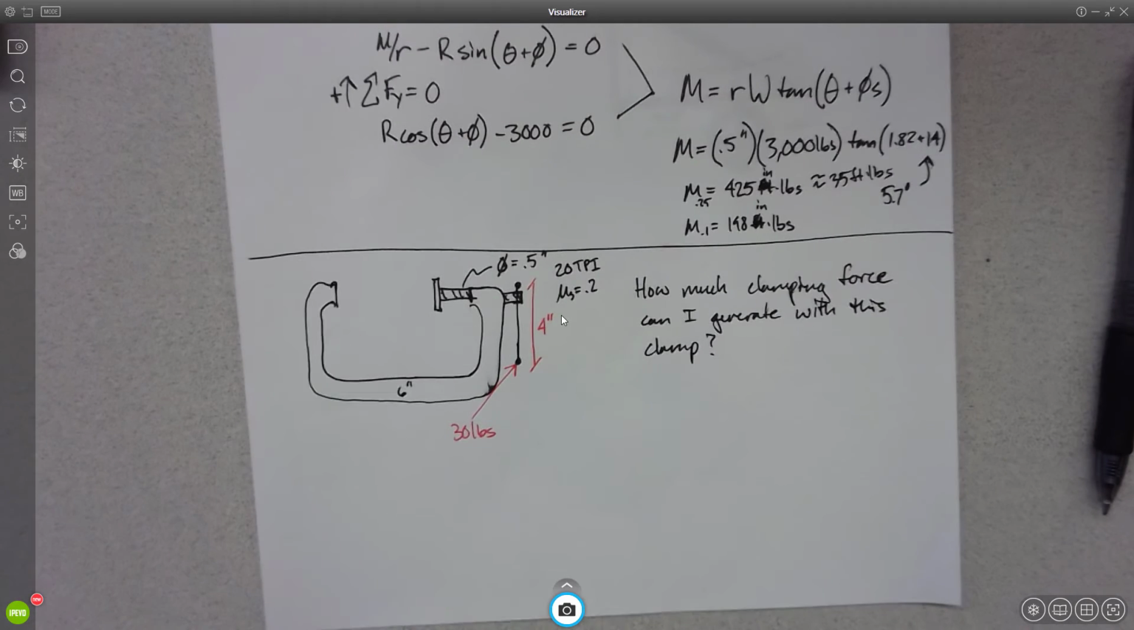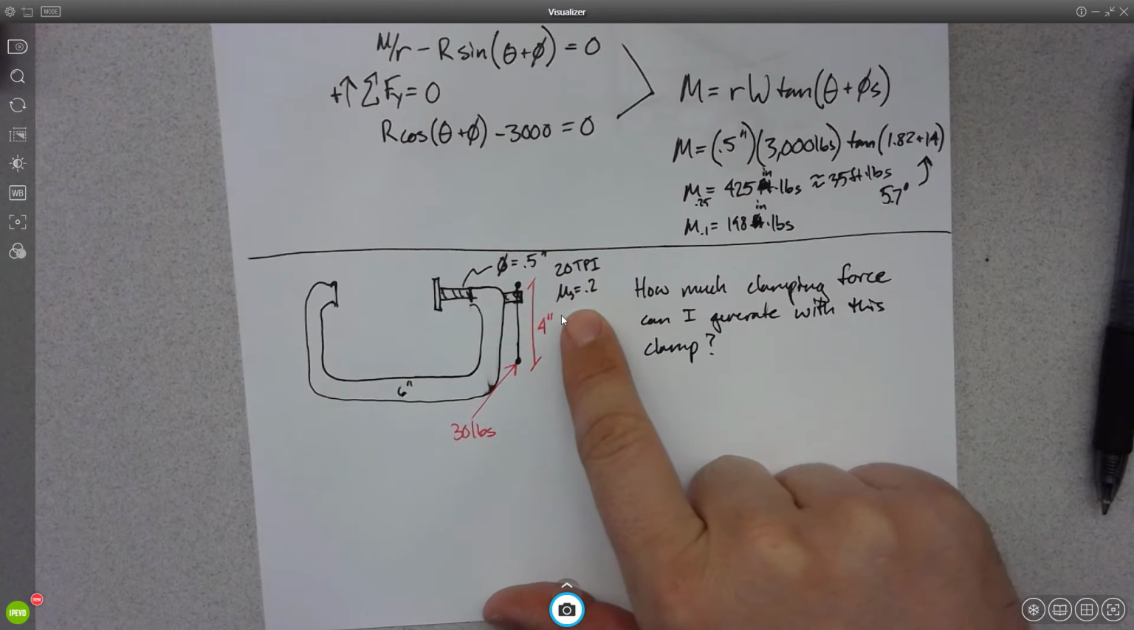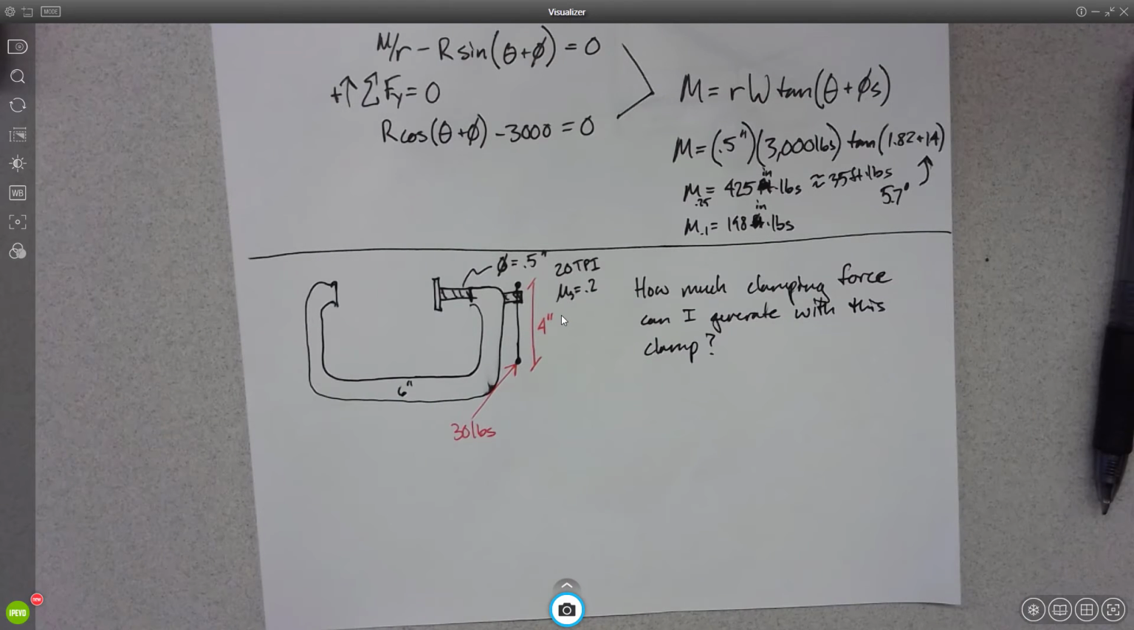Phi is a Greek letter. I understand your confusion around phi and the diameter. I'm sorry, I will stop using them. The diameter of this is 0.5. Mu static is the coefficient of static friction. Phi is the friction angle.